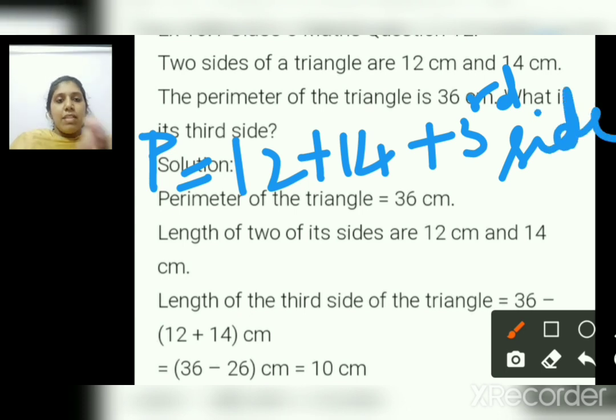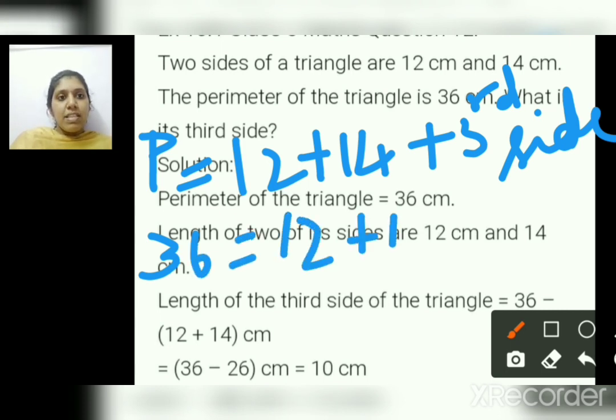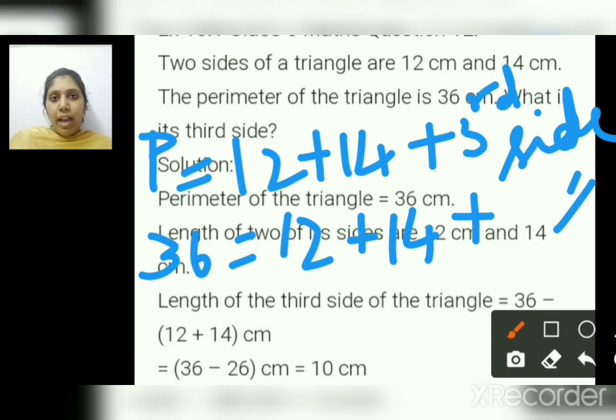The perimeter is given as 36. So 36 is equal to 12 plus 14 plus the third side. When you add 12 and 14, you get 26. So we have to find this third side.